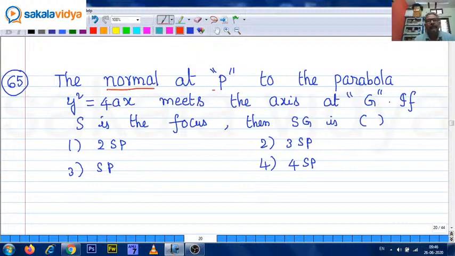The normal at P to the parabola y square is equal to 4ax meets the axis at G. If S is the focus, then we need to find out the distance from S to G. That means we need to find the normal in parametric equation form, where it meets the x-axis at G, and the distance SG. Then we need to relate SG to the focal distance. SP is the focal distance. Now let us solve this problem.